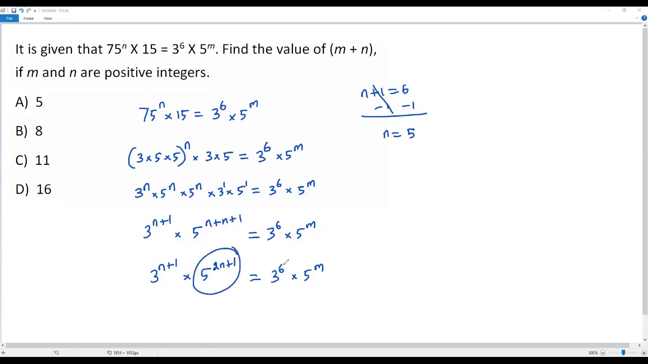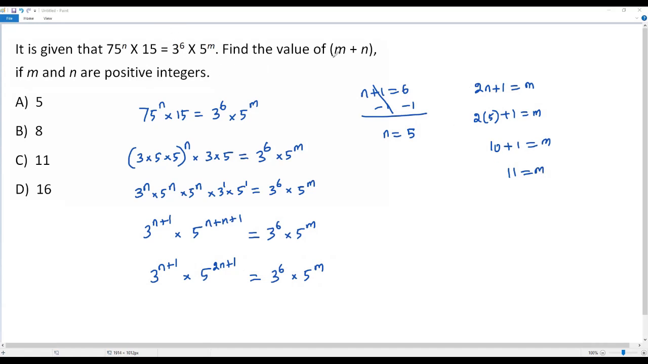Okay, now let's compare these two powers with the same base 5. We can equate these two exponents. Then we get 2n plus 1 equals m. Already we got the value of n, that is 5. Let's plug in 5 for n over here. Then we get 2 times 5 plus 1 equals m. 2 times 5 is 10. Then we get 10 plus 1 equals m. 11 equals m. I got the values of both m and n.